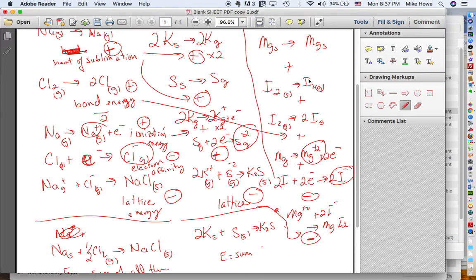Okay, so energy in to sublime the magnesium, energy in to sublime the iodine, energy in to break the bonds, energy in to remove the electron, energy out when the negative ion is formed, energy out for lattice energy. And then you add them all together and you get the sum of the energies, and that is the energy change when you have this reaction occurring. And that's where you make solid magnesium iodide from solid iodine and solid magnesium.